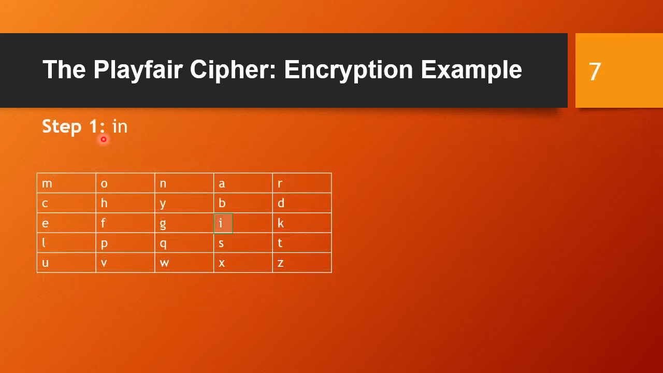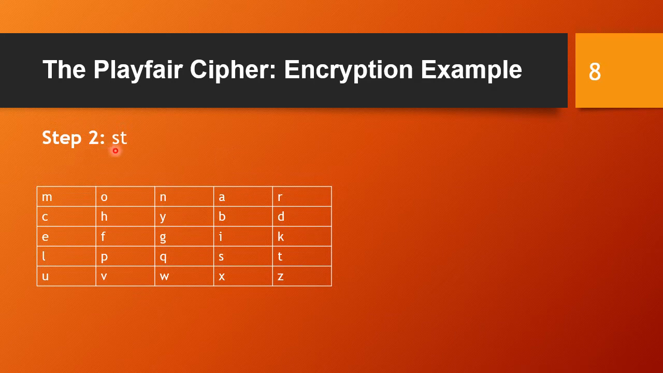Starting with the first pair, IN, we can notice that a rectangular shape is formed, so the letters I and N are substituted by those that are on the other side of the rectangle. So I becomes G and N becomes A. So the pair IN becomes GA.